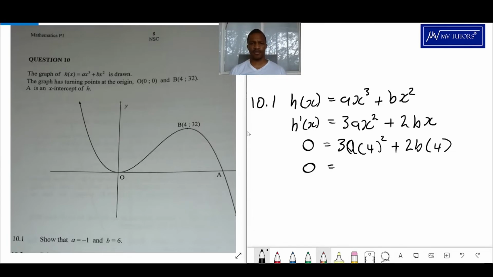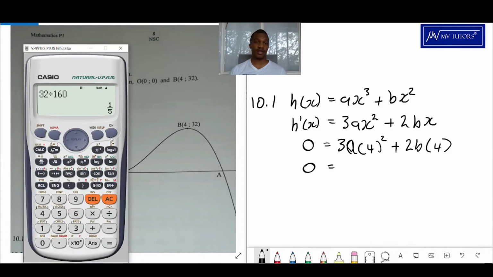What's 3 times 4a? Wow, I need a calculator for that. So it's 3 times 4 squared. That's 48. So we got 48a here, plus 2 times 4, that's 8b. Now I know I'm going to do simultaneous equations, so I'm just going to make b the subject of the formula, and it's simply going to be 48a divided by 8.